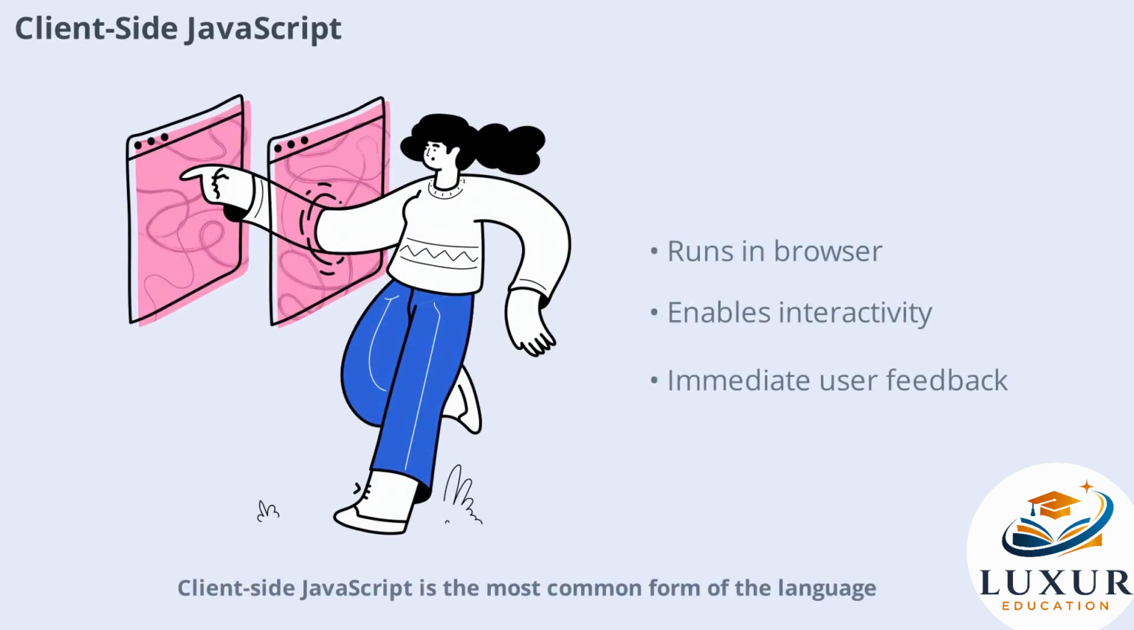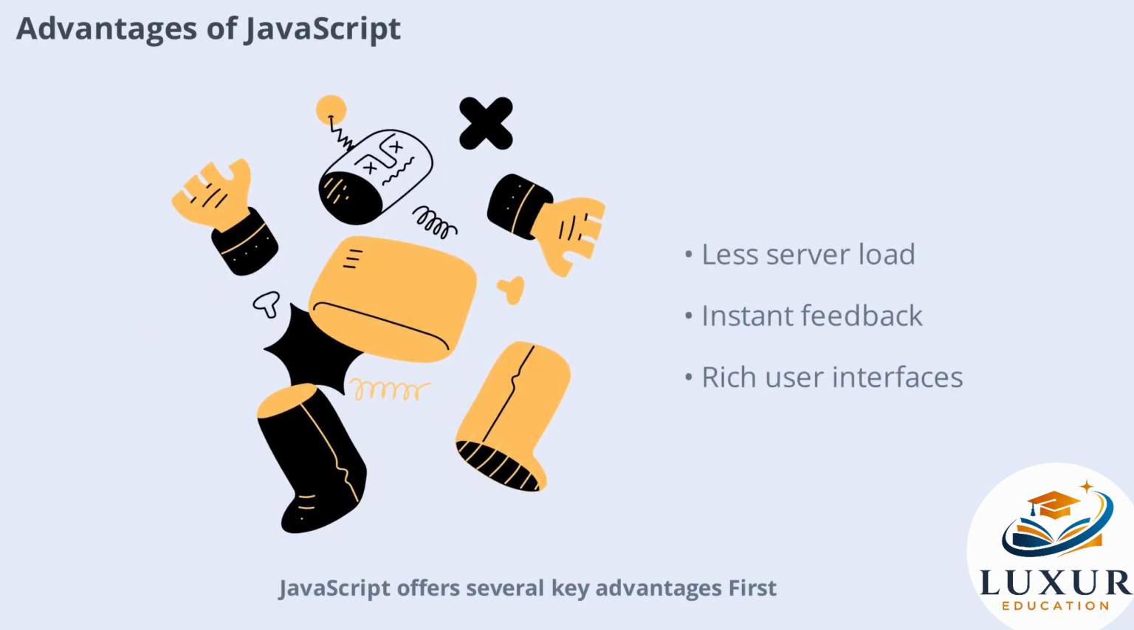Client-side JavaScript is the most common form of the language. Scripts are included in or referenced by HTML documents, allowing browsers to interpret and execute the code. This means web pages can be interactive and responsive, reacting to user actions like button clicks or form submissions. Client-side JavaScript provides immediate feedback and dynamic content without needing to reload the page or interact with the server for every action. JavaScript offers several key advantages.